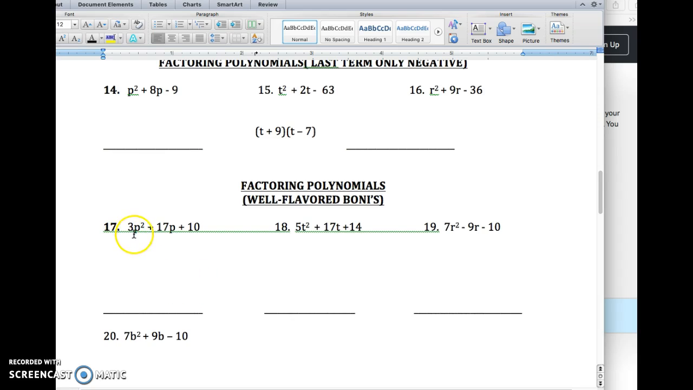So let's take a look at what we've got. We've got 3p squared plus 17p plus 10. So how do you get a 3p squared? Well, I'm sure you have an idea. It has to be a 3p in one parenthesis times 1p in the other. Does that make sense? Good, I can hear you saying yes. So 3p times 1p will give me the 3p squared. So here's what I like to do for these. I like to think of it like this.